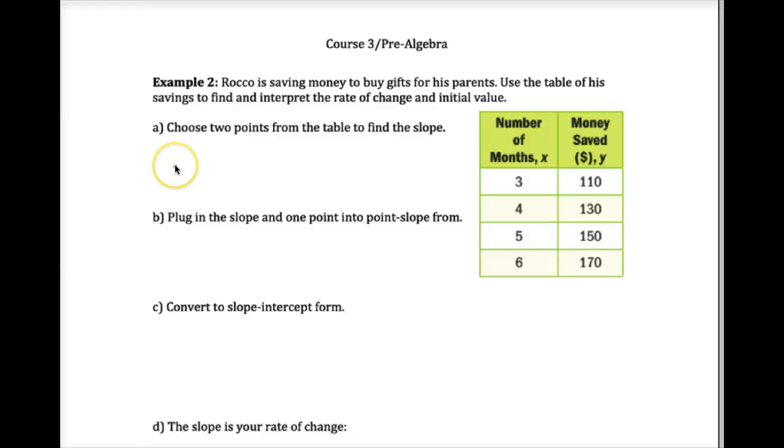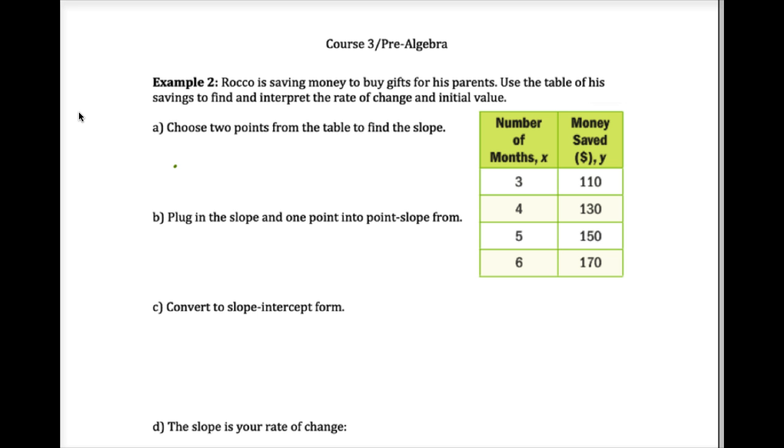So, okay, there we go. First one, they gave us a picture of a graph. Now what kind of information do they give us? A table, a chart. Okay. How many points are they giving you there? 4. Okay. Rocco's saving money to buy gifts for his parents. He's a nice young man. Use the table of his savings to find and interpret the rate of change and the initial value. So, you're given 4 points. Remember, x is the first column, months, and money's almost always y. There's our second column.